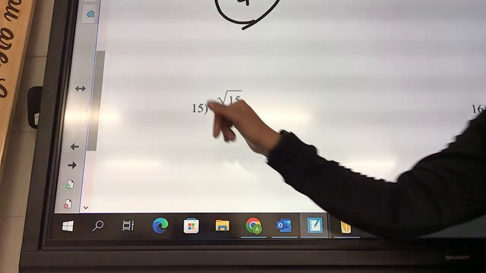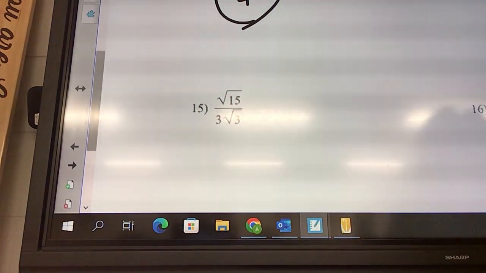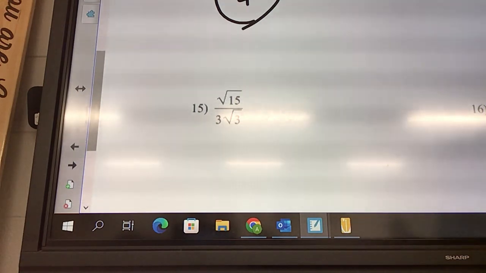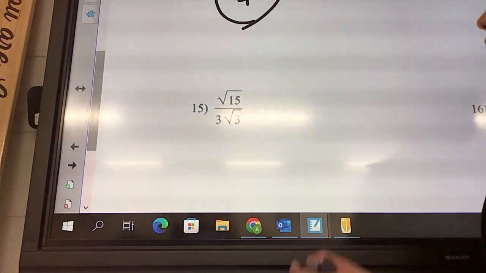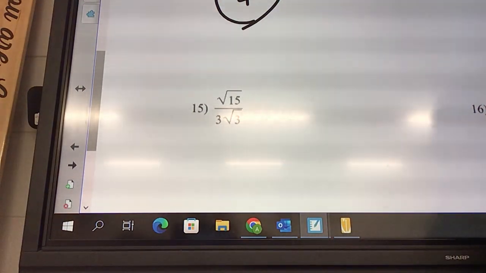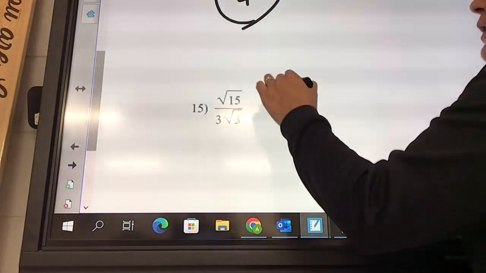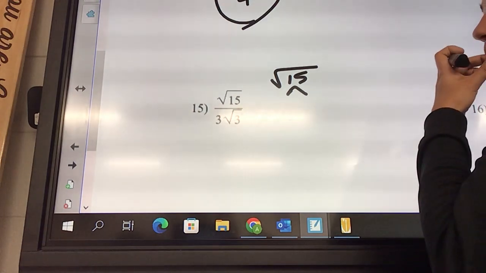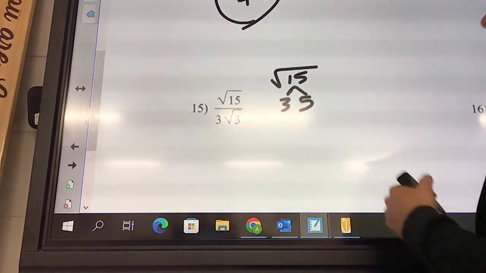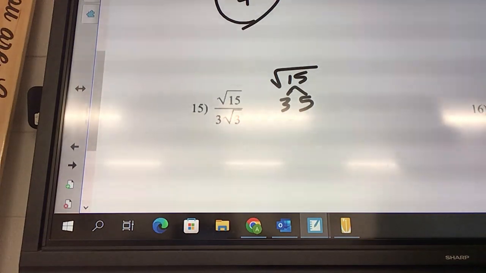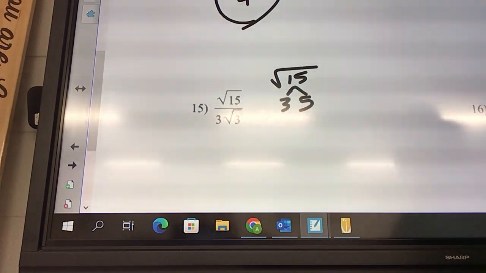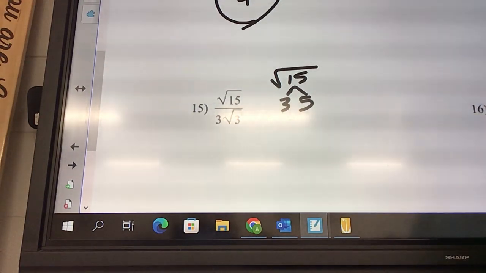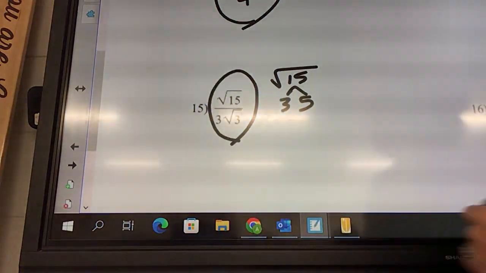See how this one has a number on the outside? You can still do them together, but the bottom is still going to have a 3 on the bottom. My suggestion would be to do them separately in this case. So if we did 15, what is the square root of 15? You don't know, it doesn't have one, so what are some factors of 15? 3 and 5. Does that simplify? No. And what about the 3 square root of 3? No, not really. There are more in-depth ways to simplify these, but in this case we're just going to leave it the way it is for today.